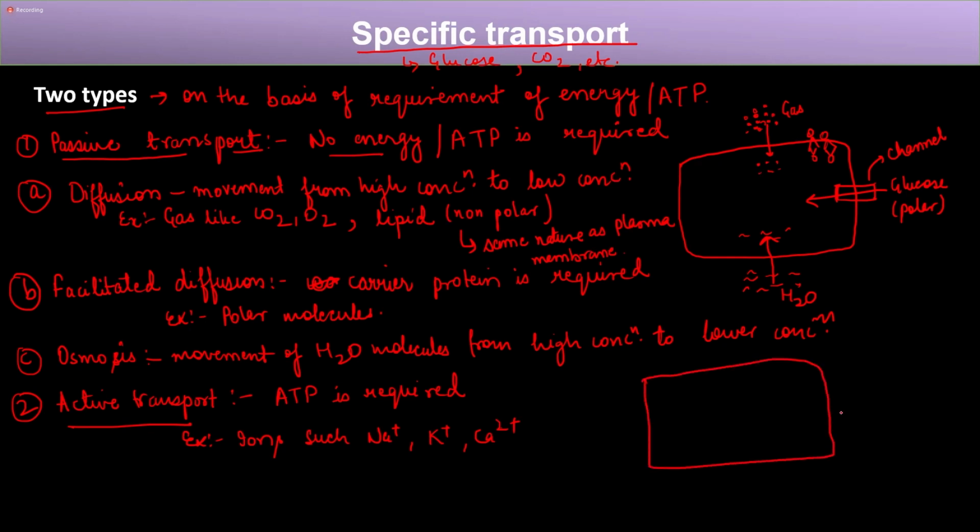So how do they move? Suppose this is your plasma membrane. These molecules also require a special kind of protein. They cannot simply go through the lipid bilayer. They require a special kind of protein that is embedded in the plasma membrane, and these proteins are called pumps. So during active transport, the ions move via a special kind of protein known as pumps, and it requires ATP or energy.